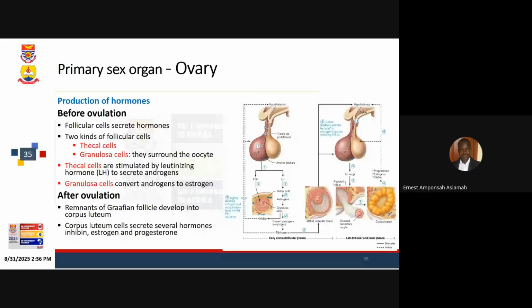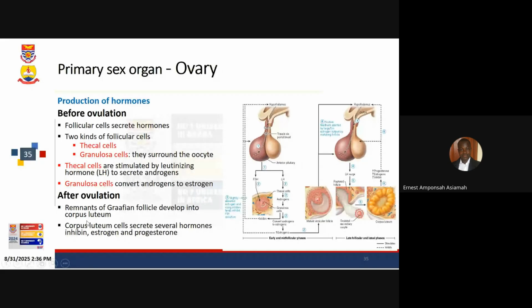Okay, so we have the granulosa cells, those which are immediately surrounding the oocyte. They will convert the androgens from the thecal cells to estrogen. After ovulation, the Graafian follicle metamorphoses into what you call the corpus luteum. This corpus luteum will also produce several hormones, including estrogen, progesterone, and inhibin.